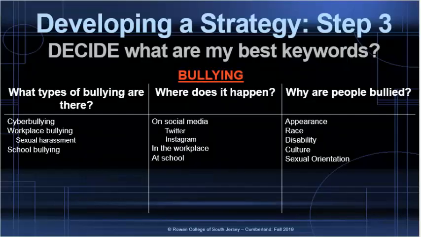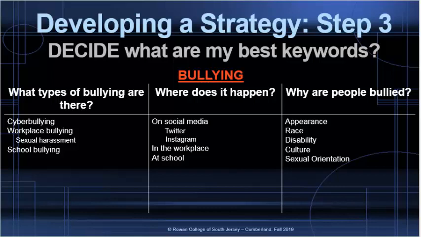Let's identify some more keywords. Asking questions can help us with that. Our questions in this case will be: what types of bullying are there? Where does it happen? And why are people bullied? What types of bullying are there? Cyberbullying is one, and we also have workplace bullying, and within that we can include sexual harassment, and we have school bullying as well.